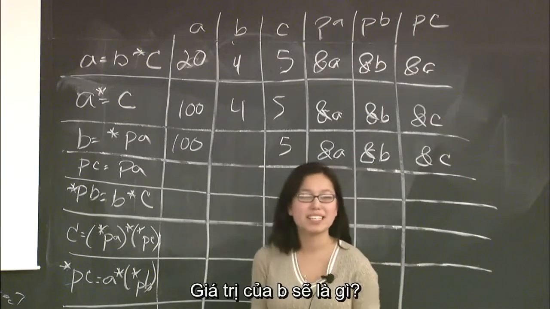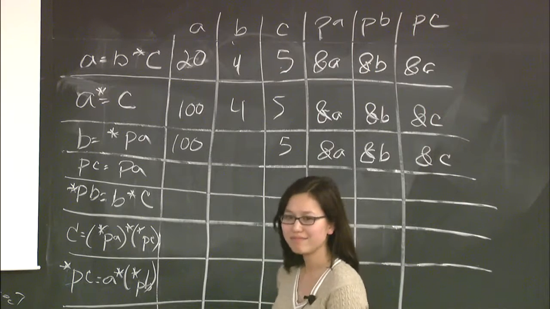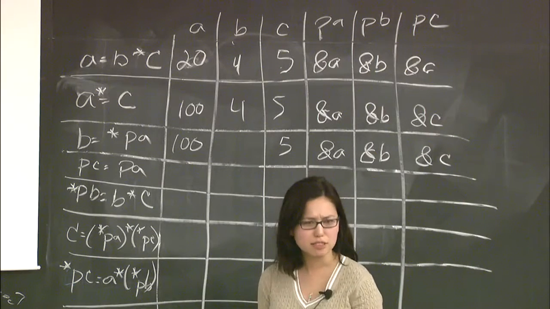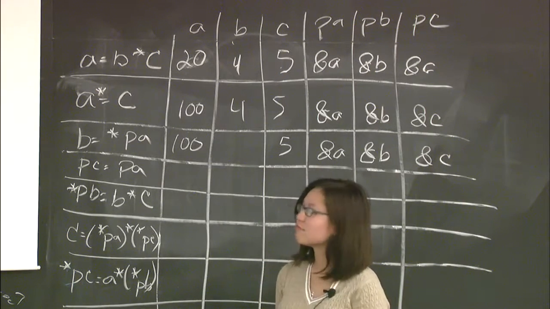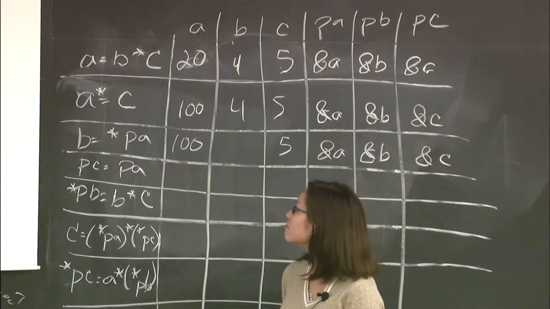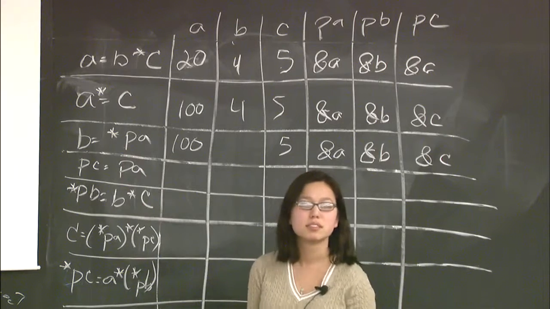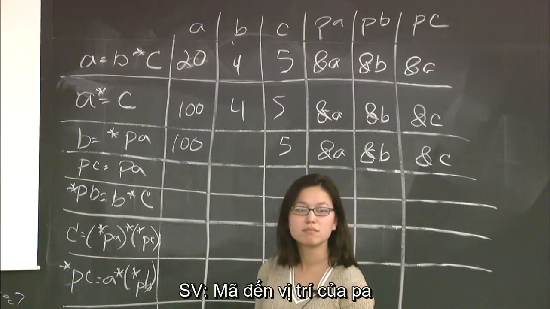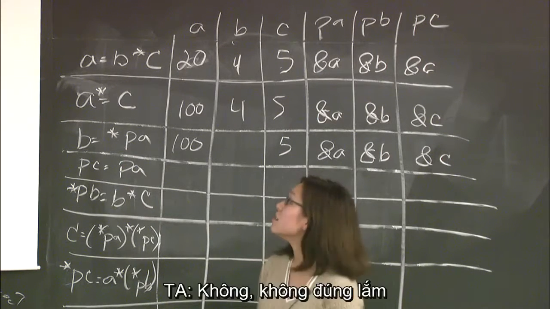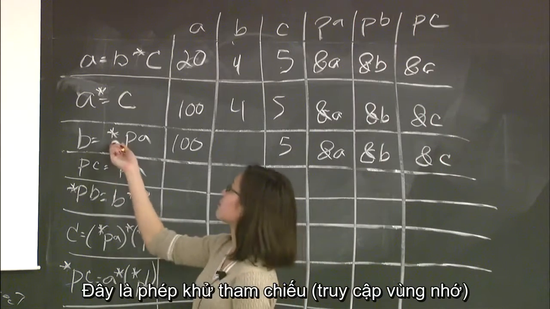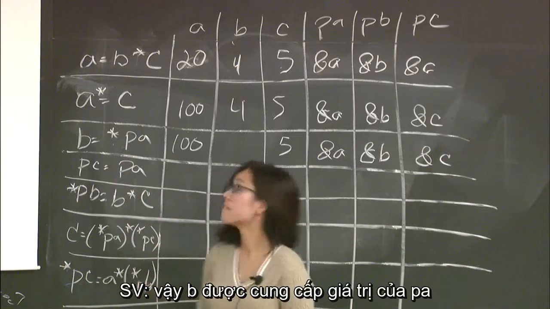B? What is B going to be? To be or not to be? So what is this doing? What is the star PA doing? Go to the location of PA? No, not quite. So this is a dereference. So B is having the value of PA?